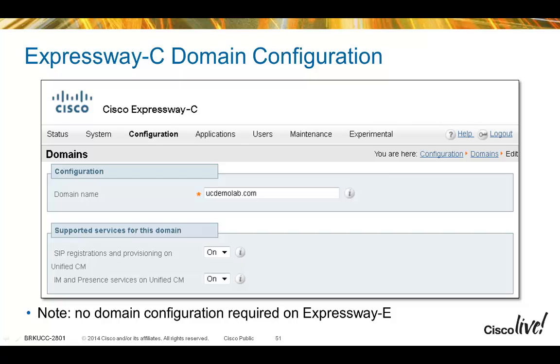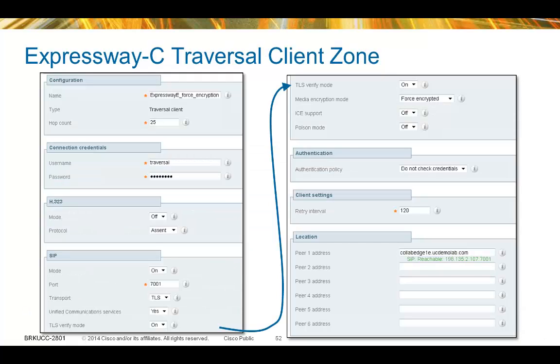I tell it I'm going to do SIP registrations and IM and presence. If I'm a WebEx Messenger customer, then I don't need the IM and presence box, right? So I can shut that off. No domain config required on the E.